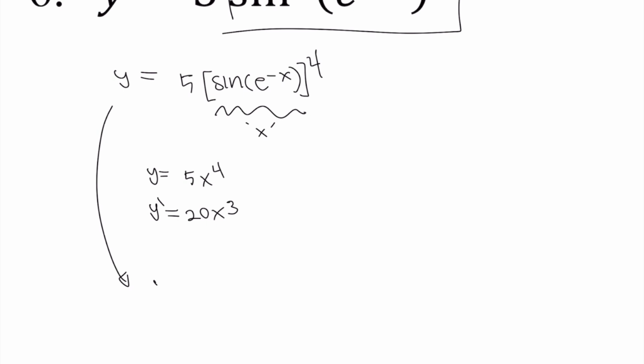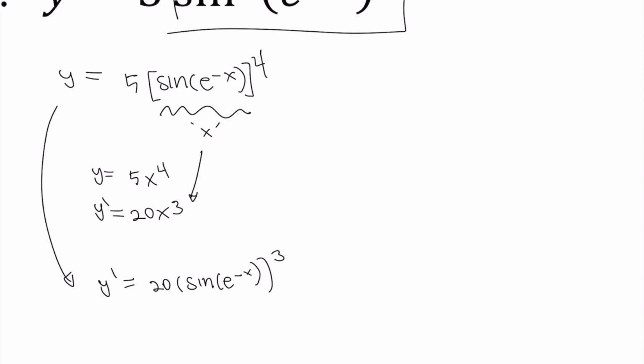Let's see. So y prime equals 20. Just fit everything into this form. So 20 times sine e to the negative x to the power of 3. But this is before chain rule, so you need to multiply the inside derivative here. So the derivative of sine e to the negative x. First would be cosine, right? Cosine e to the negative x.